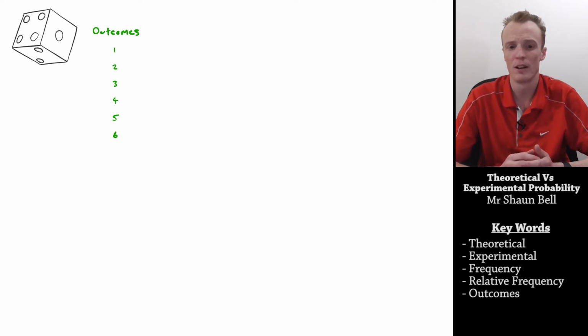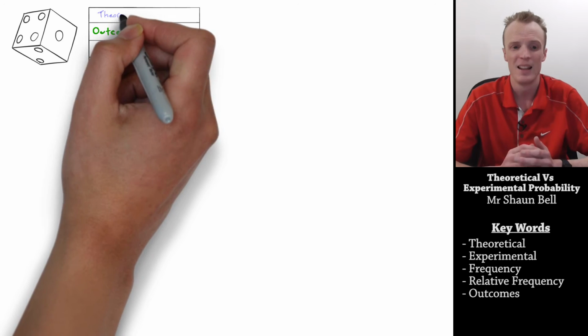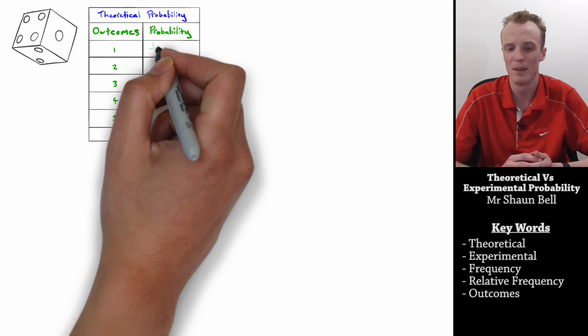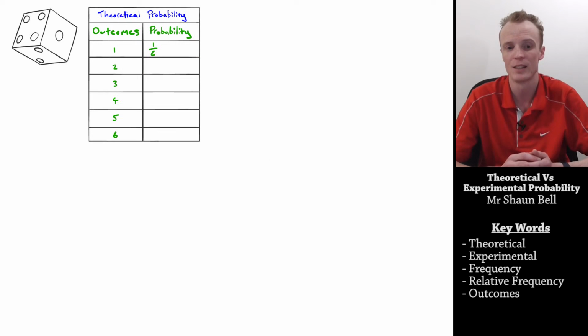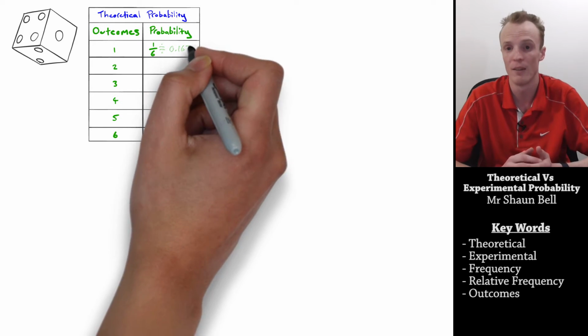When we talk about theoretical probability, we're talking about calculating the chance of outcomes occurring before any event has taken place. So what this means here is we are calculating the chance of each outcome occurring before we roll the die. Let's start with the outcome of a 1 being rolled. We can describe this probability as being a 1 in 6 chance, represented here as a fraction, which can then in turn be converted to a decimal, which is approximately 0.167.